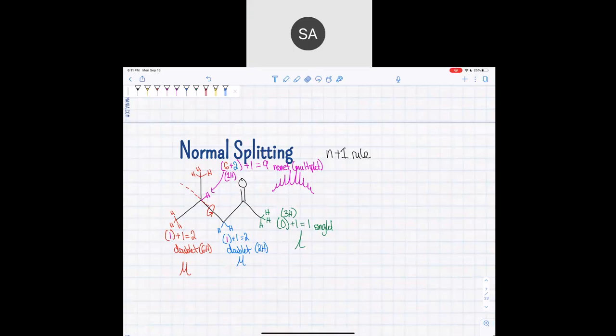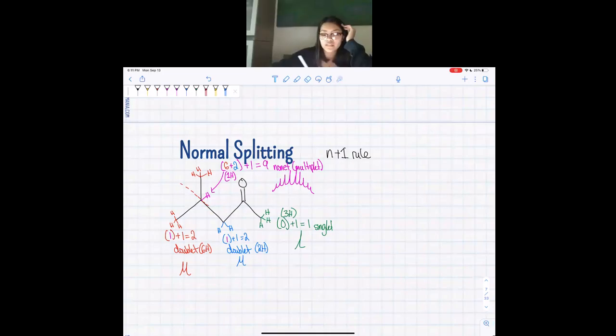Somebody asked how many signals there are in total. Let's go ahead and count it up. We have one, the red one. So one, two, three, four. So this thing in total has four unique hydrogen signals. Okay, does anybody else want me to do another practice problem, or do we want to move on to complex splitting?